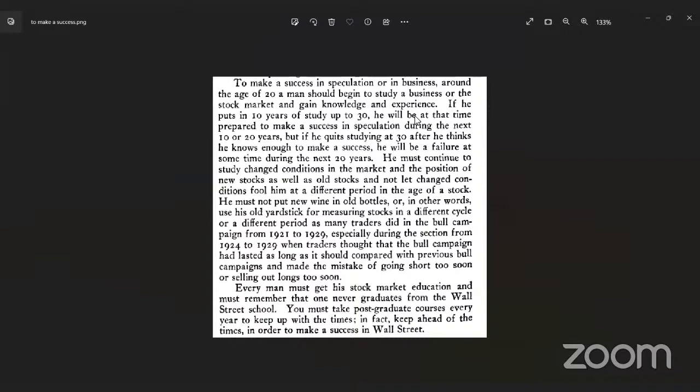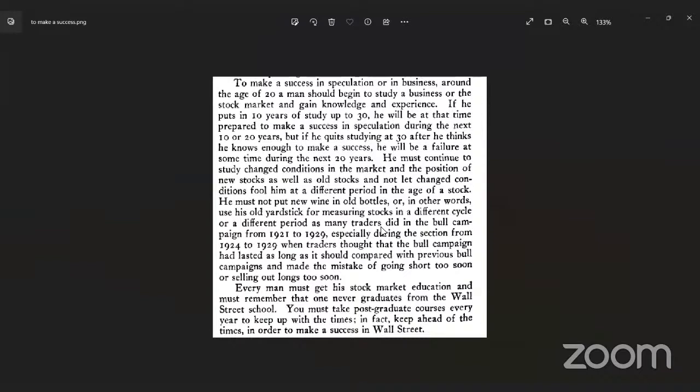So he says he must continue to study change conditions in the market and the position of new stocks as well as old stocks and not let change conditions fool him at a different period in the age of a stock. Okay, he must not put new wine in old bottles, or in other words, use his old yardstick for measuring stocks in a different cycle or a different period, as many traders did in the bull campaign from 1921 to 1929. So it was a buy and hold, right? Roaring 20s, just buy, just hold, just keep doing it. It happened again.